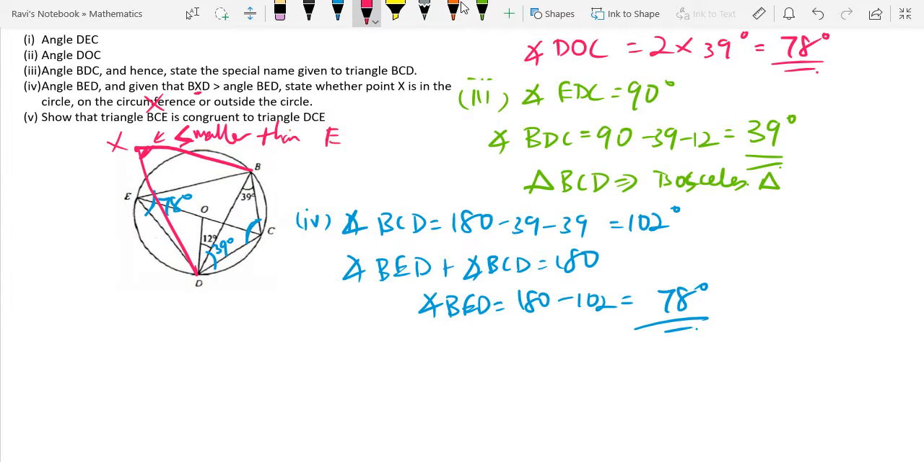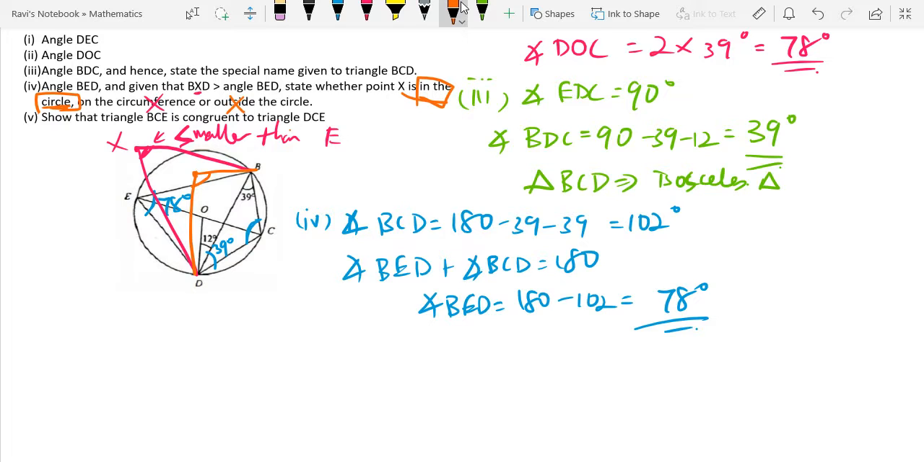But if X was inside the circle, then you can see that as I get closer and closer to B and D, this angle opens up even more. So the only way for angle BXD to be greater than angle BED is if X is in the circle. So it is not on the circumference, it's not outside, it is in the circle. Okay, so that is the answer for part 4.